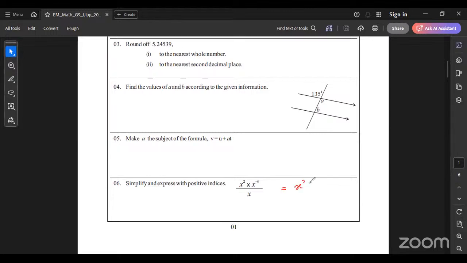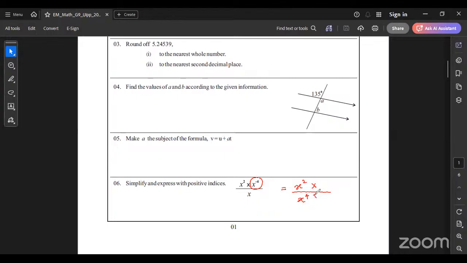x to the power 2 multiplied by this x to the power minus 4. What is it? It's a negative index. Negative indices normally change the position. If the negative index is on the numerator, then change the place. That means the opposite direction, the denominator, right? In the denominator, then it will be plus.